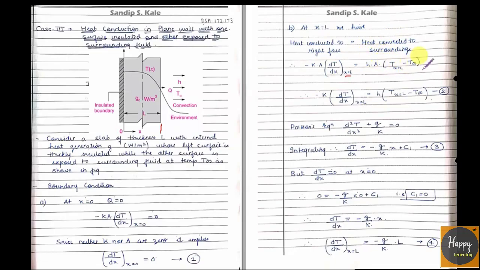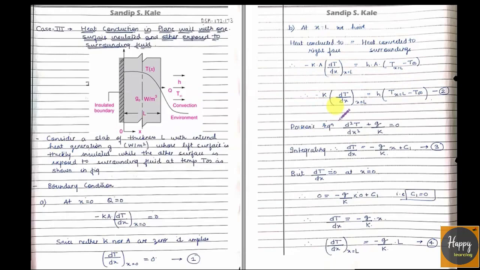What is delta T? Delta T is nothing but the temperature difference between the temperature at the surface and the temperature T infinity. So delta T is T at x is equal to L minus T infinity. Now this A and this A get cancelled. So you get the final equation: minus k dT by dx at x is equal to L, that is equal to h in bracket T at x is equal to L minus T infinity. Name this as equation number 2, right?